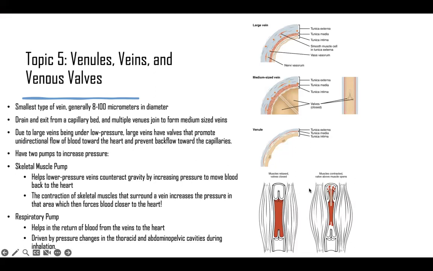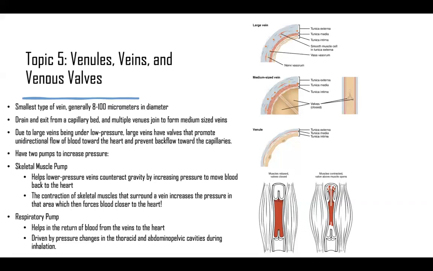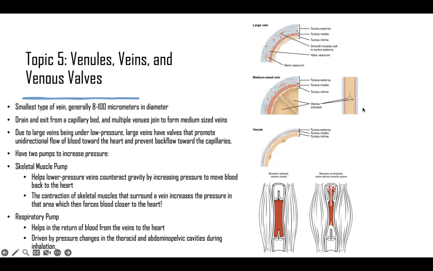We've talked about veins a little bit before, but just as a refresher, they do carry blood towards the heart. They are thin-walled with large lumens, which are the openings. And since they are under low pressure, larger veins will have valves that promote the unidirectional flow of blood towards the heart and prevent backflow towards these capillaries. So we can see these valves are going to stay closed here, right?